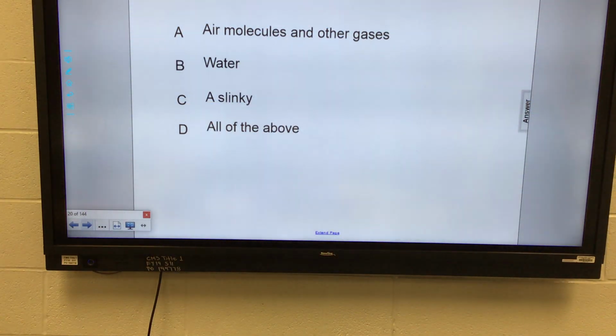Let's look at number 8. Which of the following is an example of a wave medium? Air molecules and other gases, water, a slinky, or all of the above?